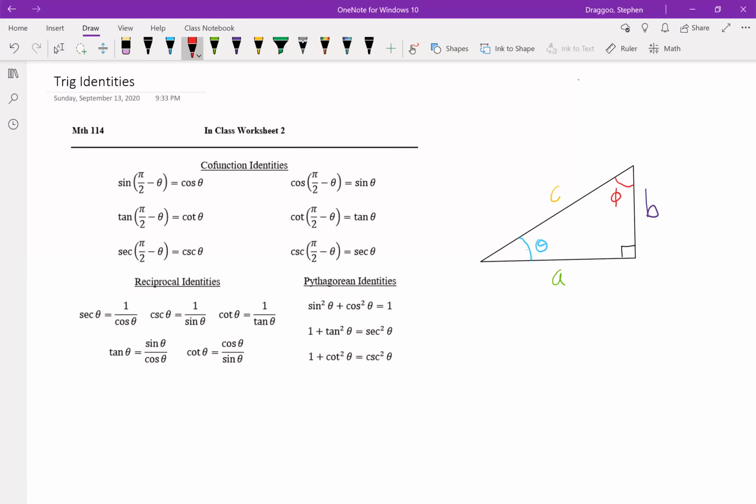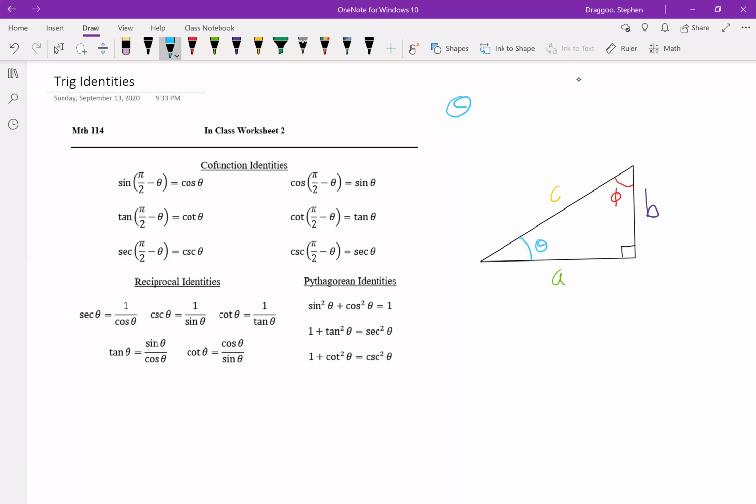Let's take a closer look at some of these trigonometric identities. I'm going to start by analyzing the cofunction identities. Now here I've drawn a right triangle and I've labeled my angle theta in blue. I've also labeled the other angle in that triangle in red, and I'm mostly interested in how that third angle relates to theta. So I know that in a triangle, all three angles must add up to 180 degrees.